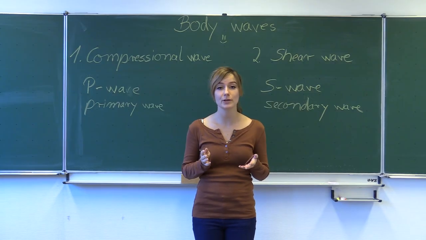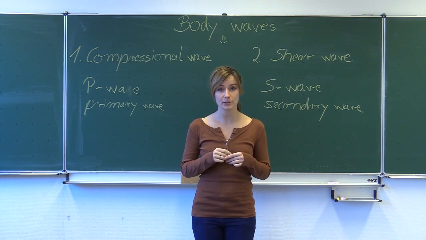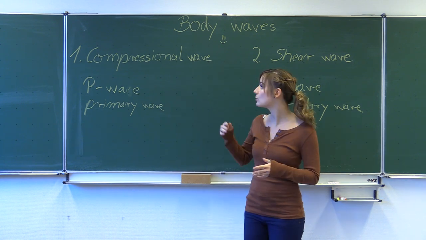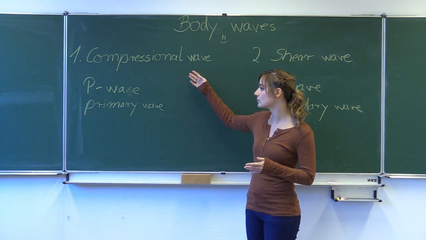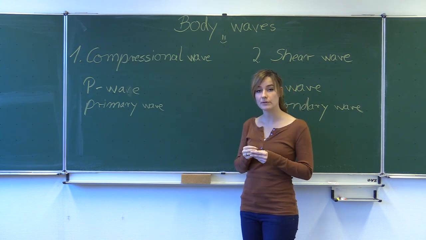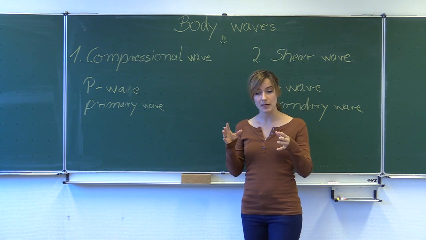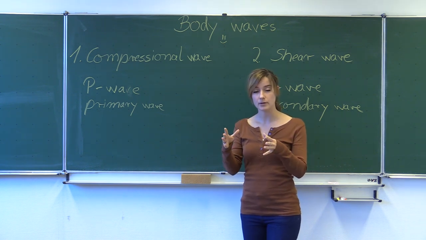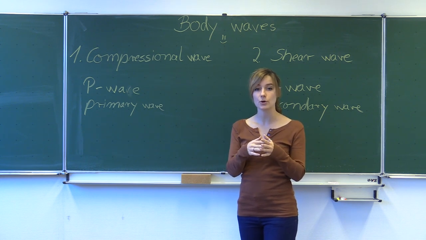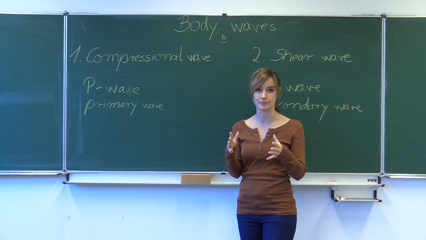Now let's do just a quick recap of what you did during the human body wave. You did both body waves, the compressional wave and the shear wave. The first type is the compressional wave, which can also be described as the P or primary wave. The most important fact about compressional waves is that they move the particles back and forth parallel to the direction where the wave actually comes from. So they compress and expand material.